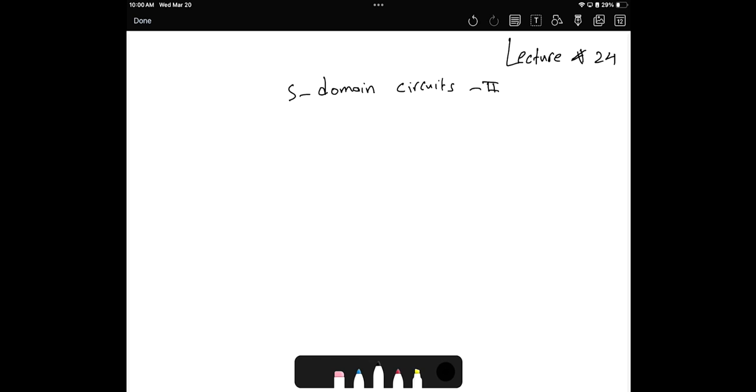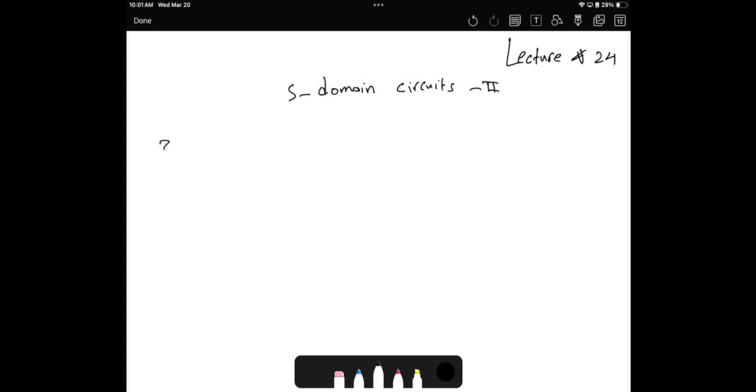Now, for S-domain circuits, basically we need to convert every element into phasor or S-domain form. Before doing this, we need to calculate the initial conditions. The initial conditions most likely can be determined if there is a switch. Then after that, we need to model everything, model the switch, and model the other elements.